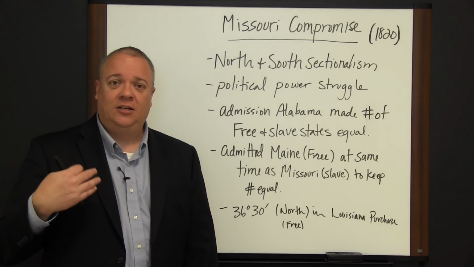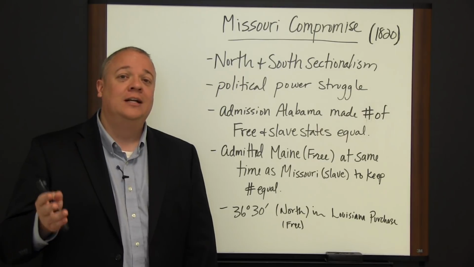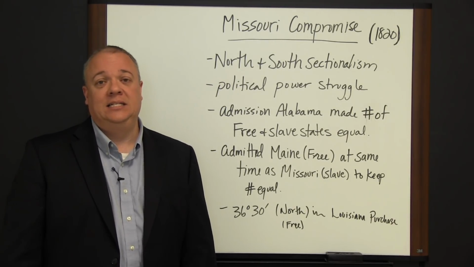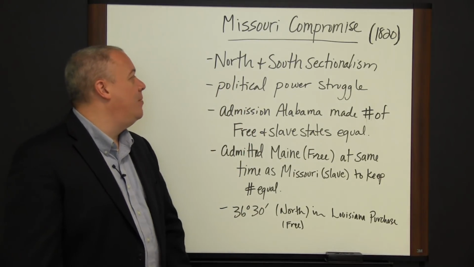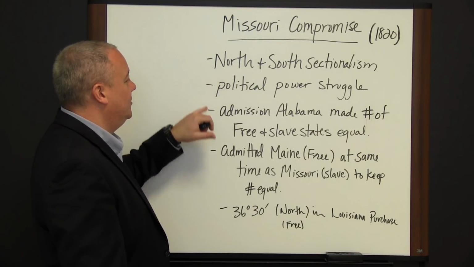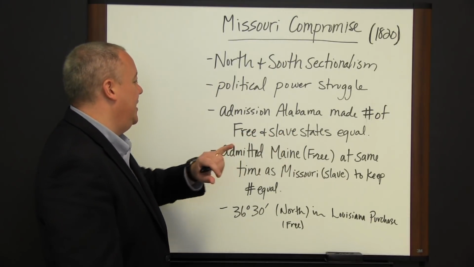Thomas Jefferson said, look, we are deeply divided as a nation. If we can't come together on this question one way or the other, it's going to lead to division and war. And it did, finally in the 1860s. So they kept limping along as best as they could with this compromise. It's part of a political power struggle because of the North and South sectionalism. The admission of Alabama as a state made the number of free and slave states equal.